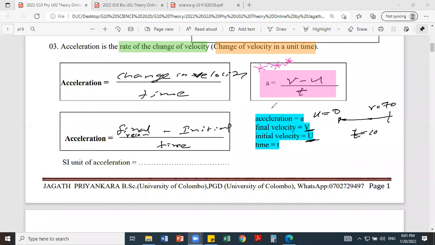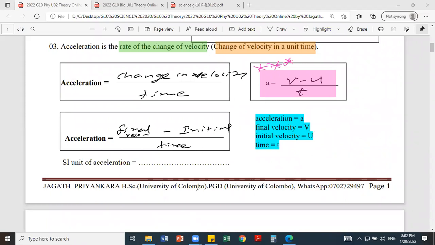If you get the answer acceleration 30, imagine you get the acceleration 30. That means that velocity increased by 30. If you get the acceleration 40, velocity increased by 40, 40, 80, 120 like that. If you get the acceleration 3, that means velocity increased by 3, 3, 6, 9 like that. How fast is the velocity increasing? If you get a higher value for the acceleration, velocity is increasing fast, rapidly.